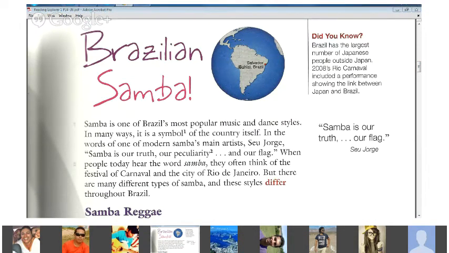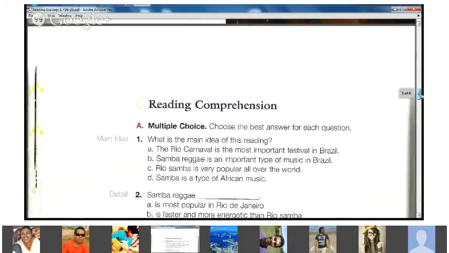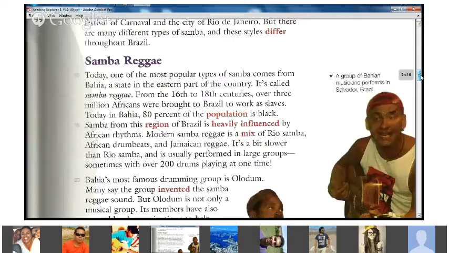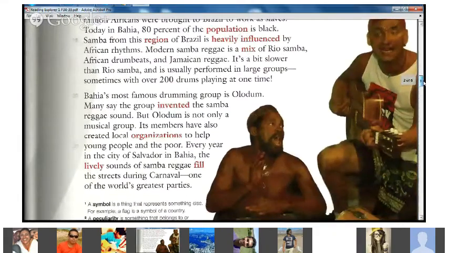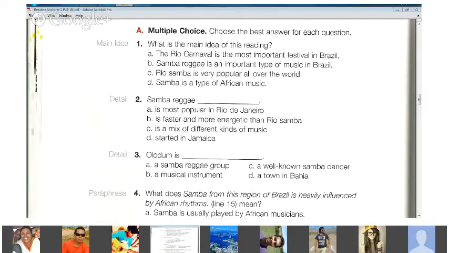The title is called Brazilian Samba. A little lower, you can see Samba Reggae. Yeah, it says Samba Reggae, so let me go down here. So it talks about Samba Reggae, and then, yeah. So I would say that the main idea of the passage would be letter B. Although they did talk about A and C, and they talked about D too, the main idea means what did the passage mostly talk about? So for number one, I would say B.